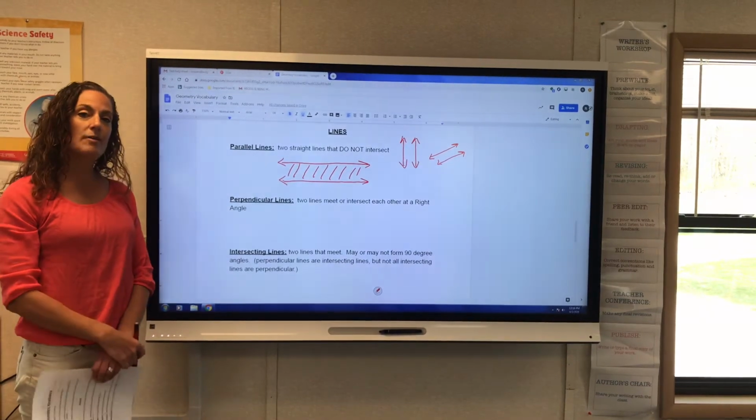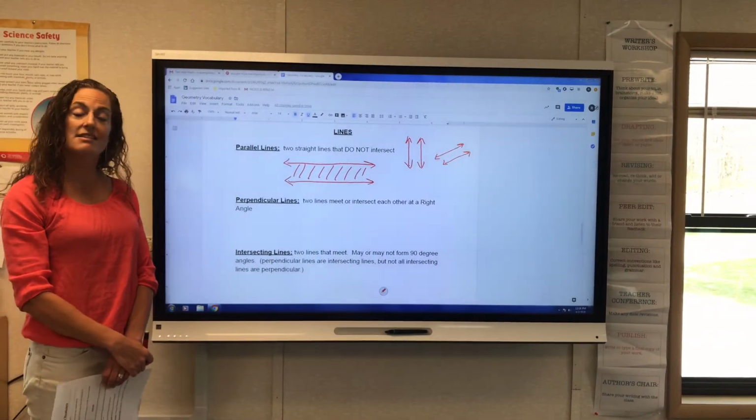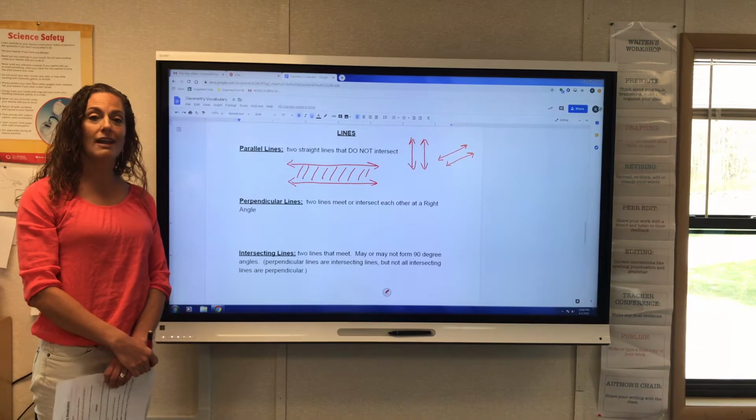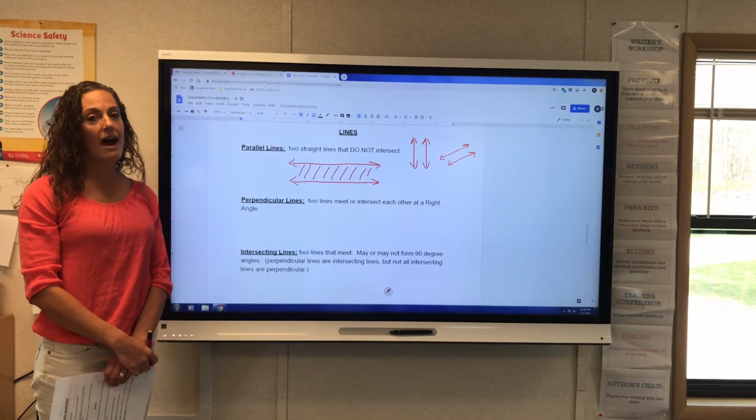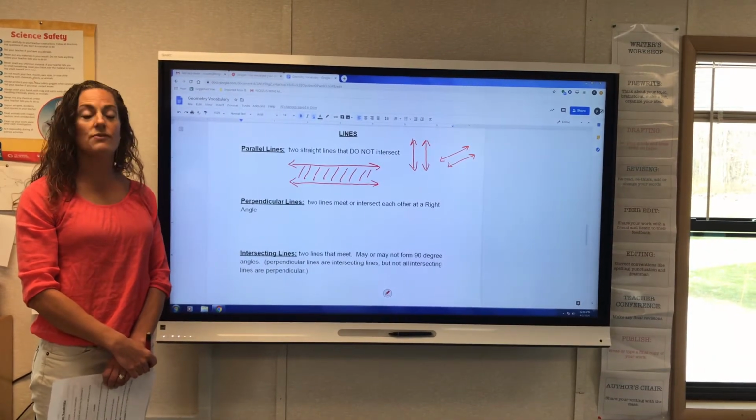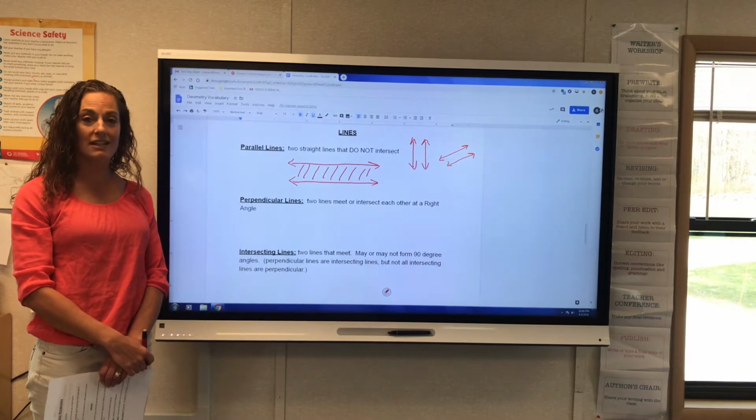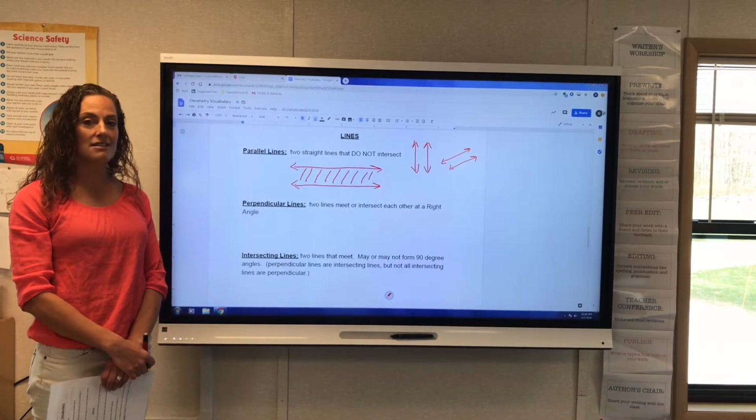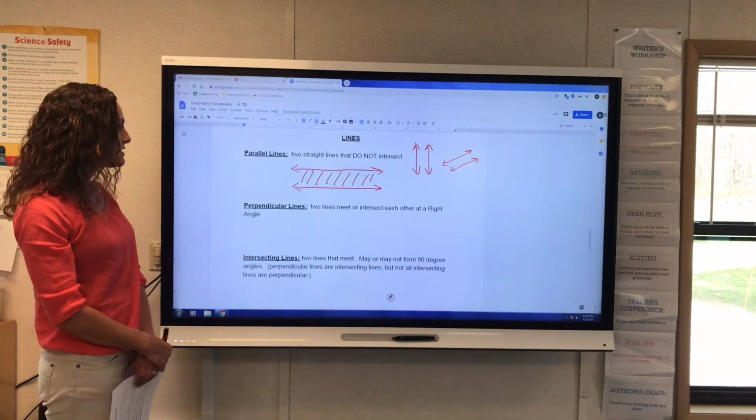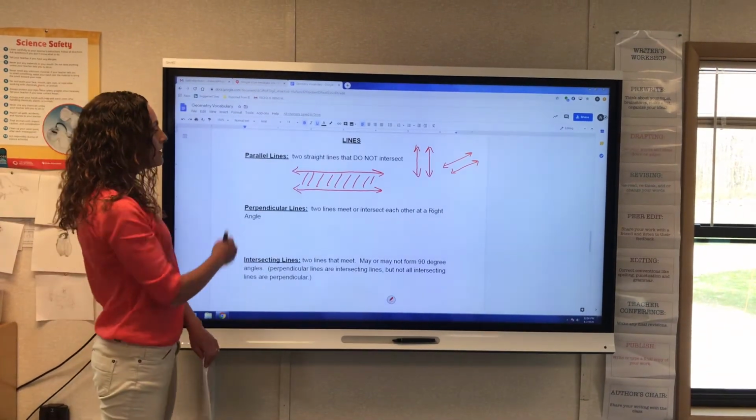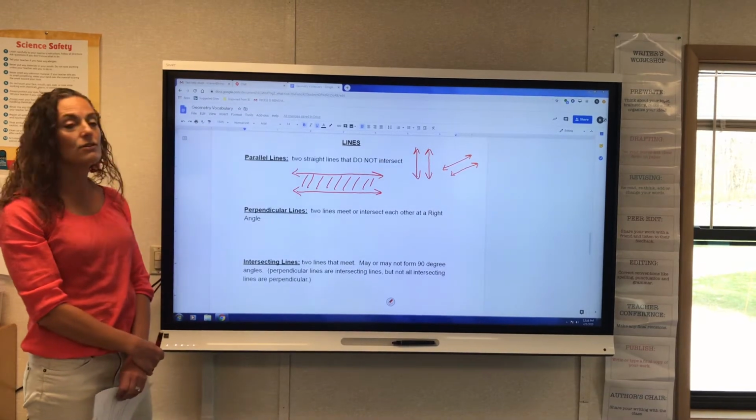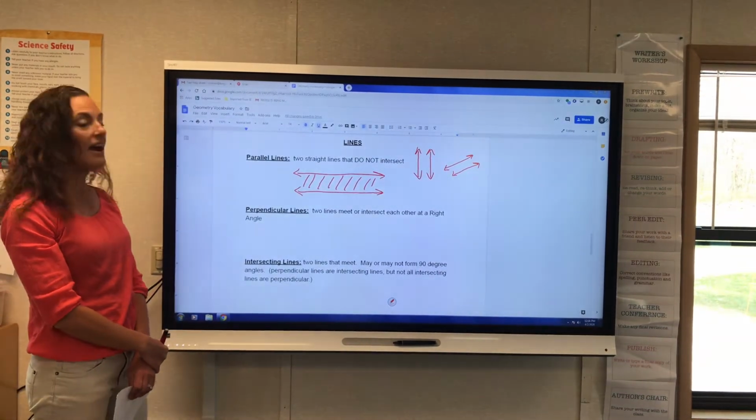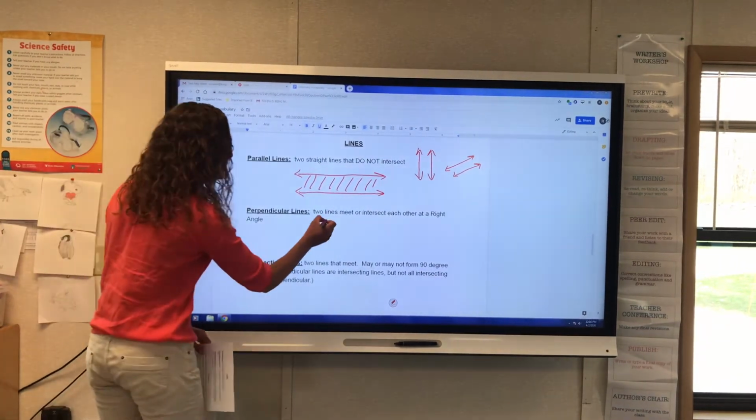I did talk about perpendicular lines in the second video when we were talking about angles, because we talked about how the right angle is formed using perpendicular lines. When perpendicular lines intersect, they form right angles. So perpendicular lines are 2 lines that meet or intersect each other at a right angle. So here's an example of that.